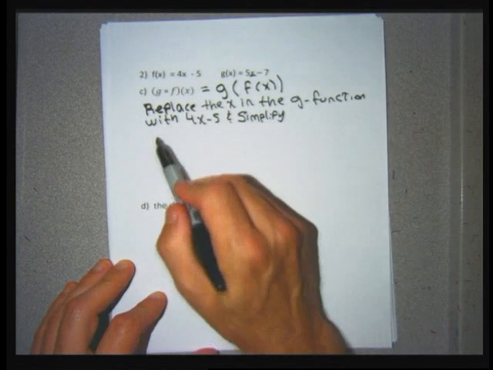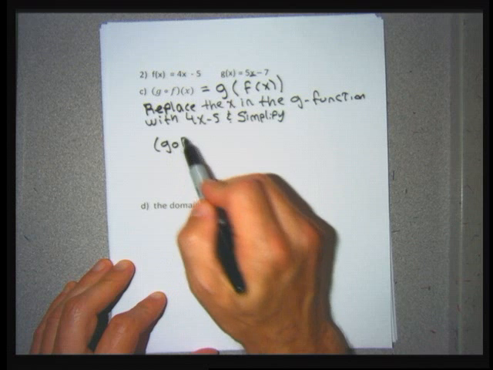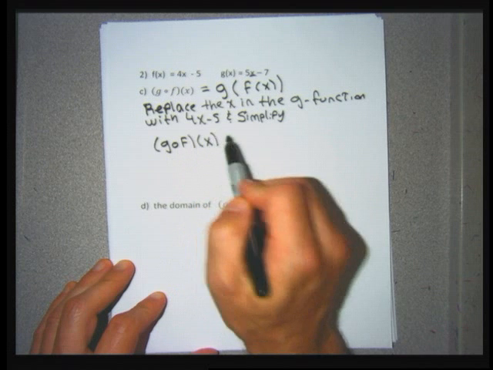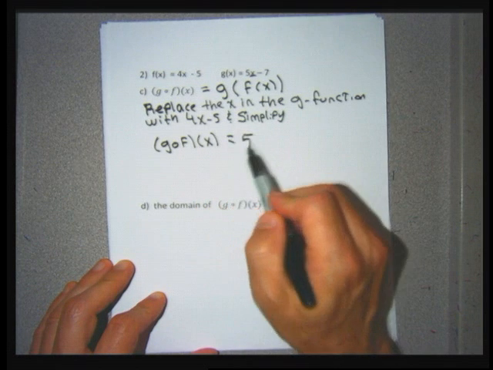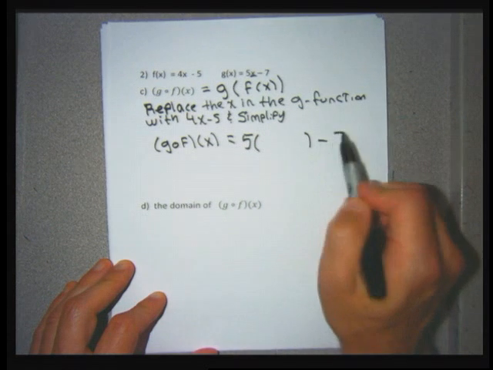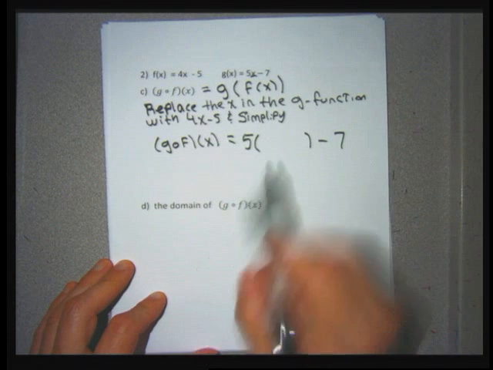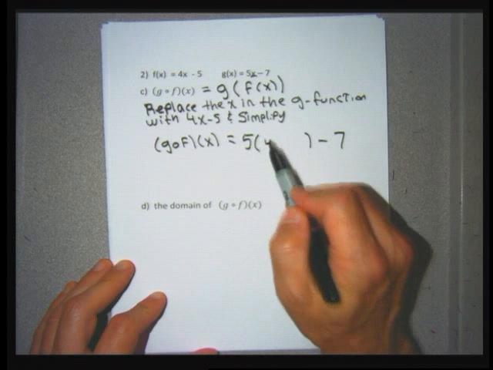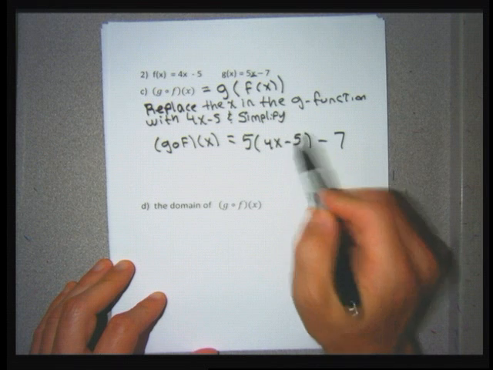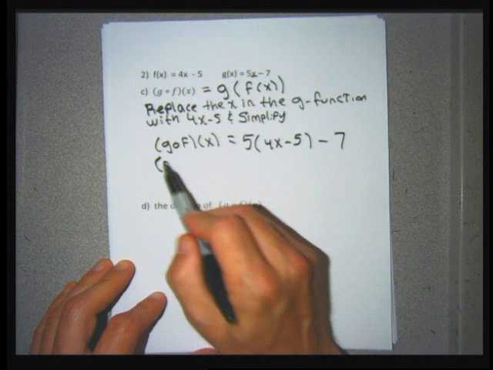And so my algebra is going to go like g composed with f of x equals. I write the g function without the x, leave a parentheses where the x was. Inside the parentheses, I write the right side of the f function, which is 4x minus 5. Now I'm just going to simplify.